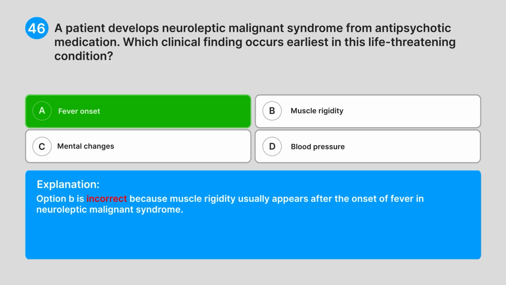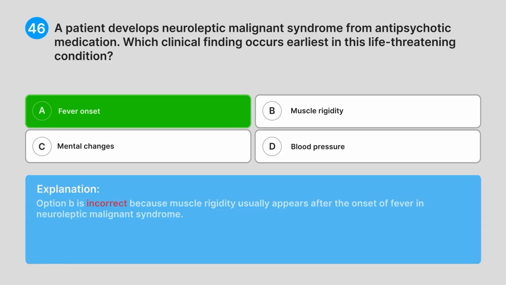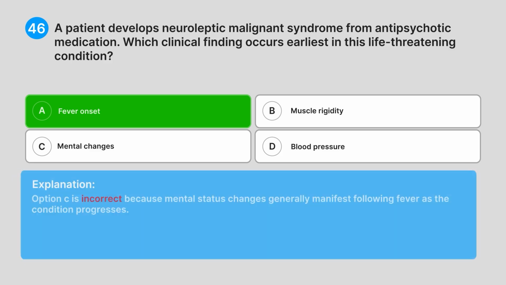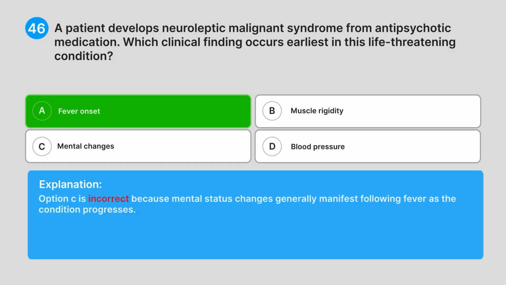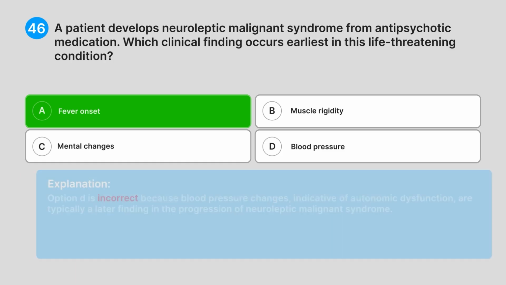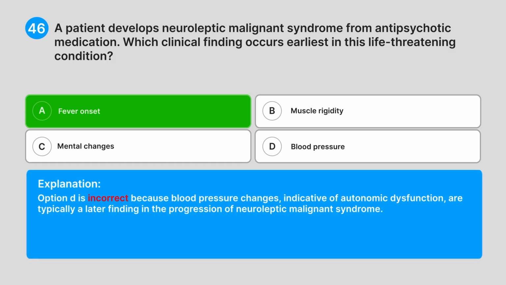Option B is incorrect because muscle rigidity usually appears after the onset of fever in neuroleptic malignant syndrome. Option C is incorrect because mental status changes generally manifest following fever as the condition progresses. Option D is incorrect because blood pressure changes, indicative of autonomic dysfunction, are typically a later finding in the progression of neuroleptic malignant syndrome.